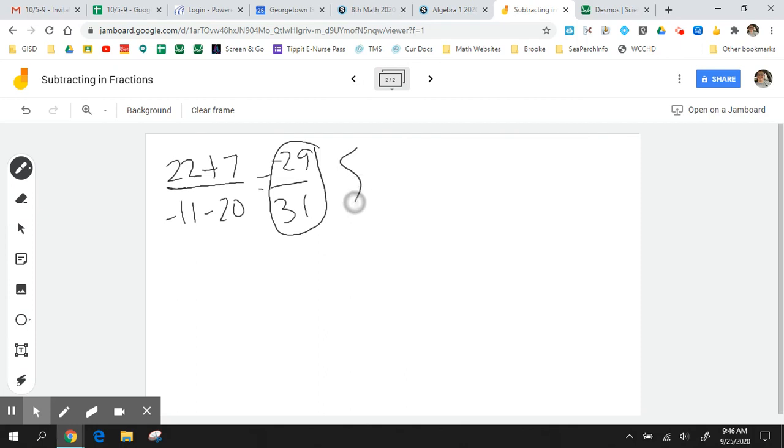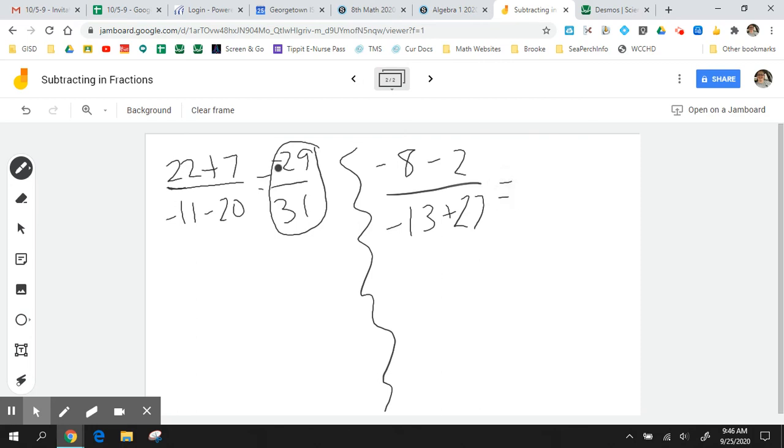I'm going to let y'all try one out and see if you get it right. Let's do negative 8 minus 2 and negative 13 plus 27. Pause that and try it out on your own and see if you get what I get. So pause. All right, welcome back.